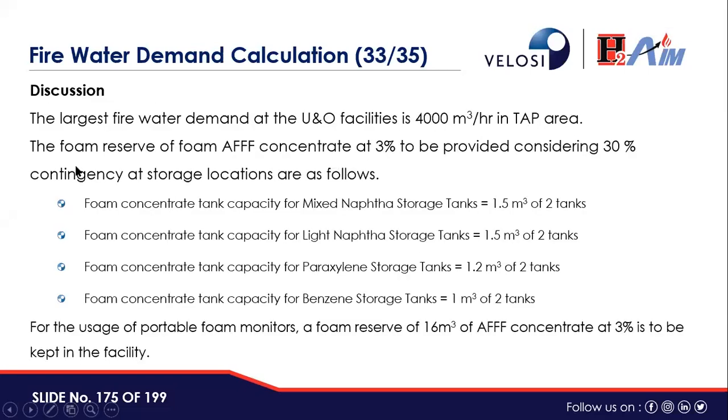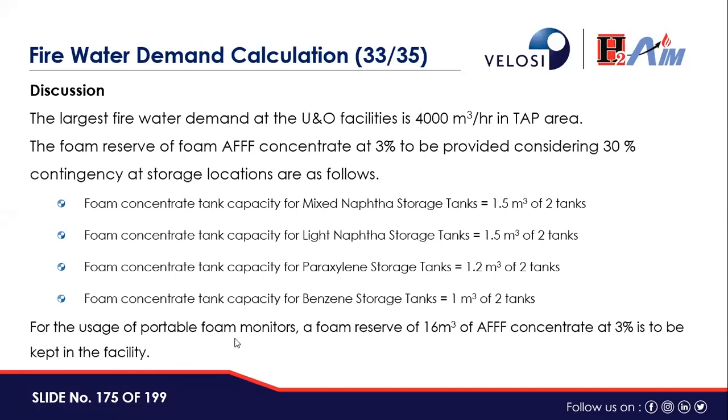The foam reserve of AFFF concentrate at 3% to be provided, considering 30% contingency at storage locations, is as follows. Foam concentrate tank capacity for the mixed naphtha storage tank should be 1.5 cubic meter for 2 tanks. Similarly, for the benzene storage tank, it should be 1 cubic meter for 2 tanks.